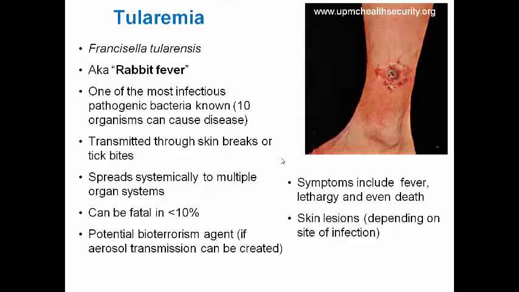Tularemia, caused by Francisella tularensis, also known as rabbit fever. It's one of the most infectious pathogenic bacteria known. As few as 10 organisms can cause disease. It's transmitted through skin breaks or tick bites. It spreads systemically to multiple organ systems and is fatal in around 10% of people. It is a potential bioterrorism agent, and so it's on the bioterrorism list.